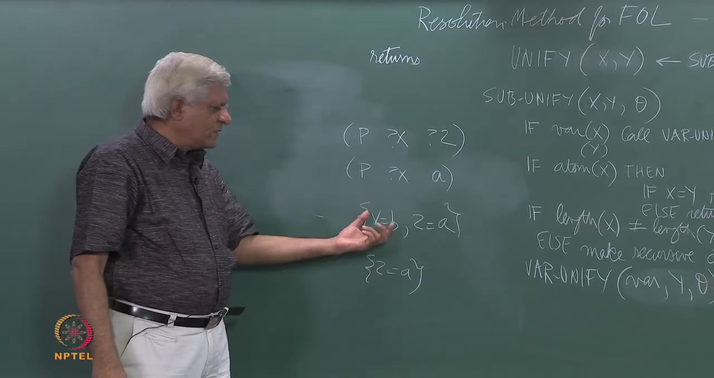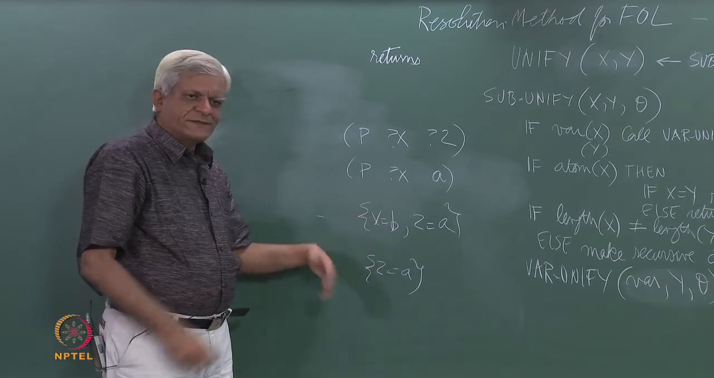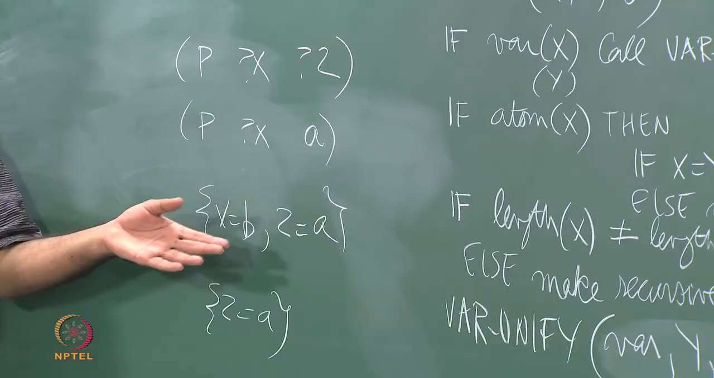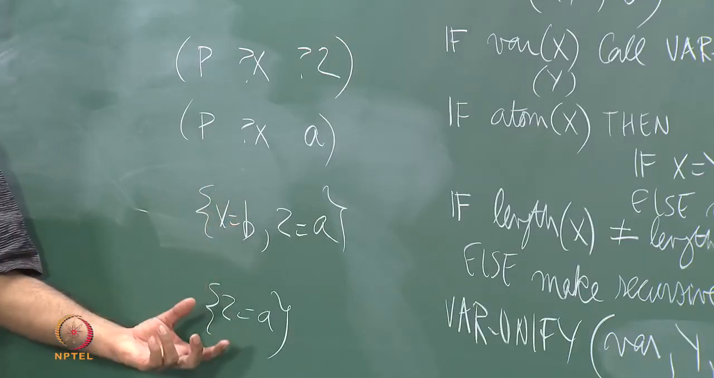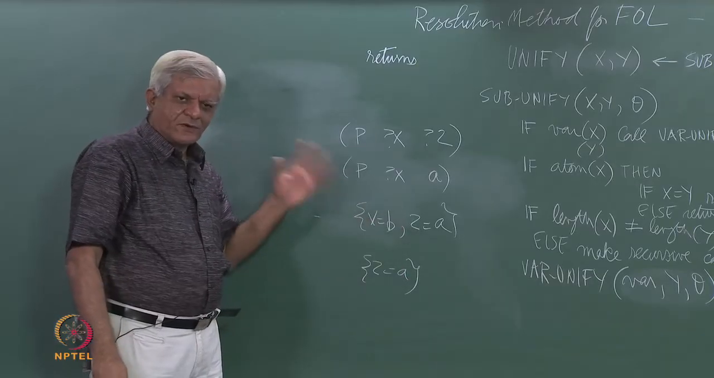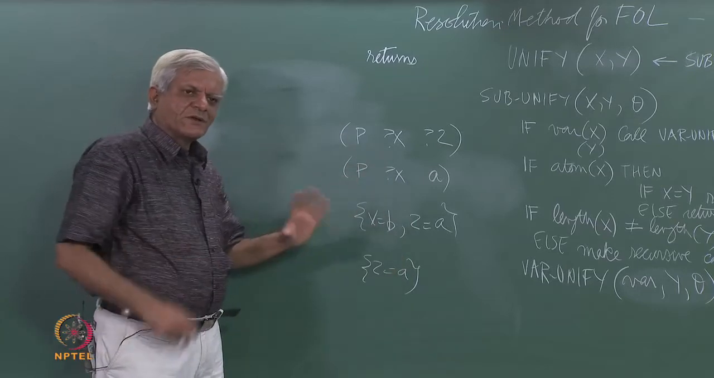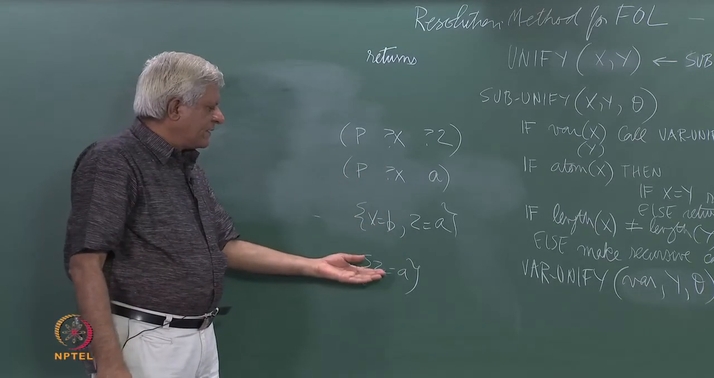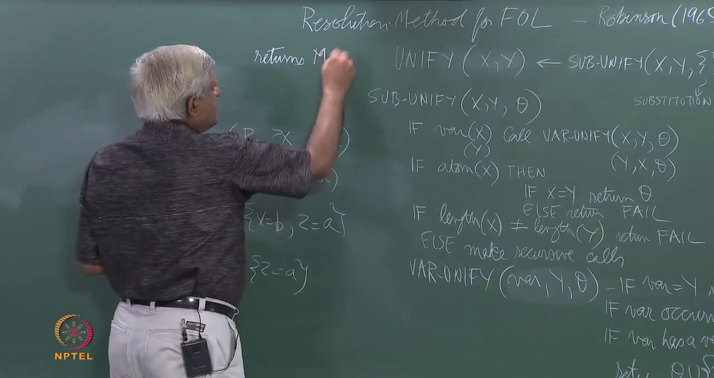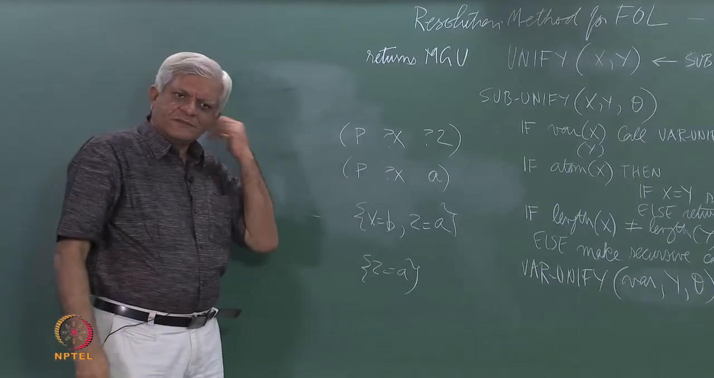This unifier is more general than this unifier, because it does less amount of substitution. I mean, anything that this does, this also does, but there is something which this does, which this does not do. So this is called more general than this. Without going into details, we will accept that there is a partial order of unifiers, and there is something called the most general unifier, which is called MGU. And this algorithm essentially returns the most general unifier.